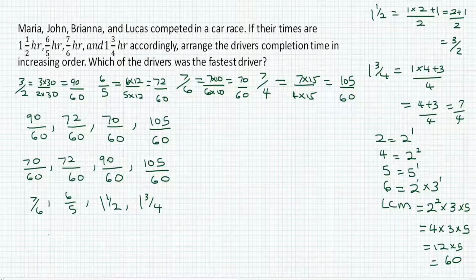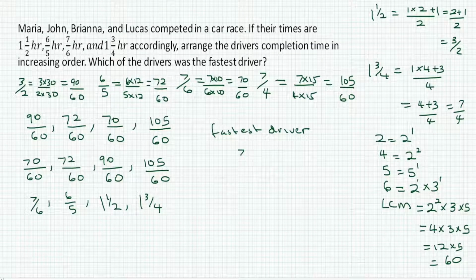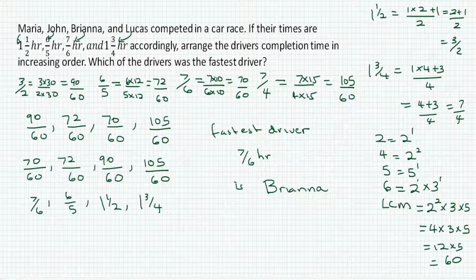So now, who was the fastest driver? The fastest driver is the driver that completed in the shortest amount of time. Fastest driver is the one that drives 7 over 6 hour, which ends up being Brianna, because Maria has this time right here, John has this time right here, Brianna has this time right here, and Lucas has this time. So fastest driver is Brianna.